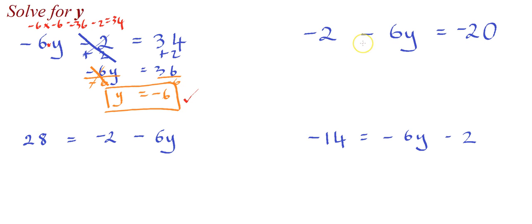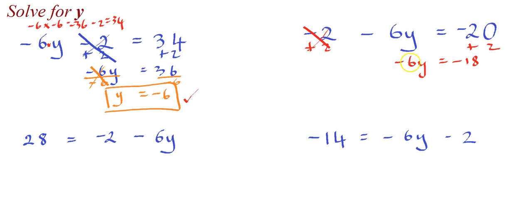For this equation, minus 2 minus 6y equals minus 20. So let's go about cancelling out terms we don't need. So plus 2 to cancel out the minus 2, but we've got to do it to both sides. Minus 2 is now gone. We're left with the term minus 6y, so that comes down to the next line of working. And on this side, minus 20 plus 2 takes us closer to 0, so it's minus 18.